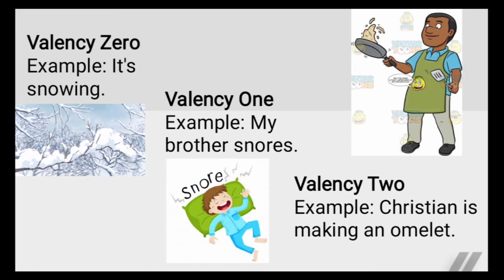We have here some examples. For valency 0, we have, it's snowing. The subject, it, doesn't name anything. The sentence has a subject because English requires a subject, but this subject doesn't correspond to anything in the underlying proposition. And in valency 1, we have the example, my brother snores. The sentence has a subject, my brother, and the verb snore, but no object. This sentence uses an intransitive verb or one-argument predicate. And also valency 2. Example, Christian is making an omelette.